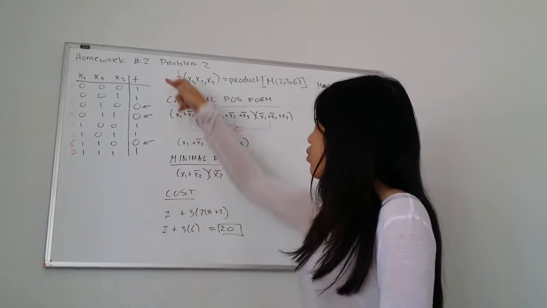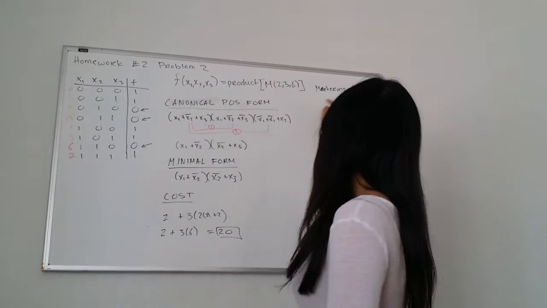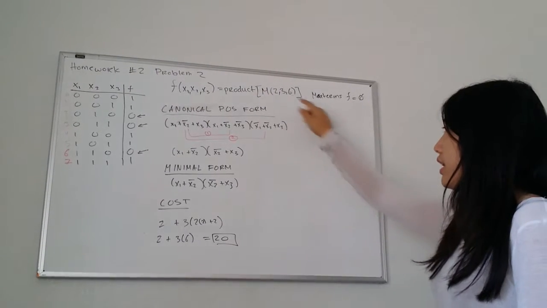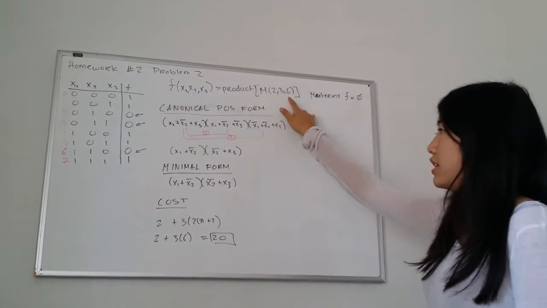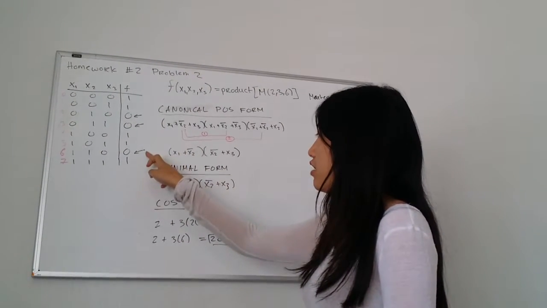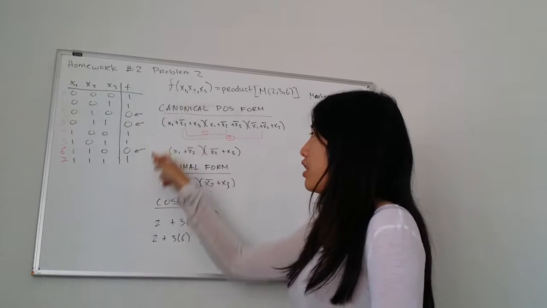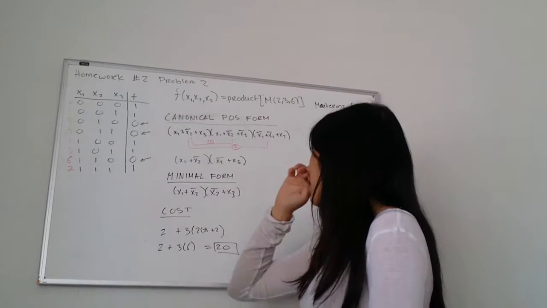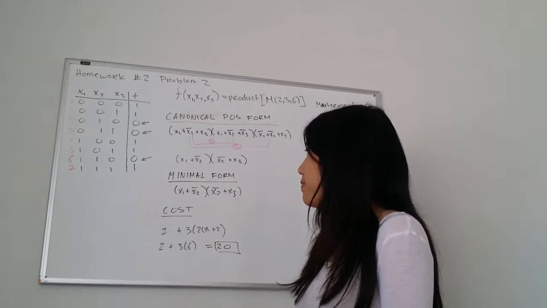So to determine what the function values will be, given that max terms equals to f equals 0, and it's stated that it's 2, 3, and 6, so we labeled it here from 0 to 7. So 2, 3, and 6 here will equal to 0, while all the other functions will equal to 1. So this will allow us to move on to the canonical POS form.